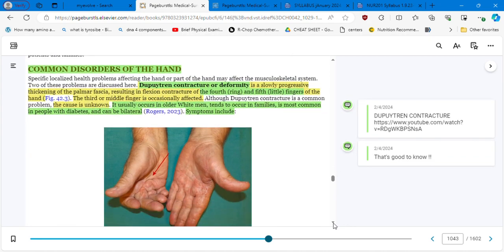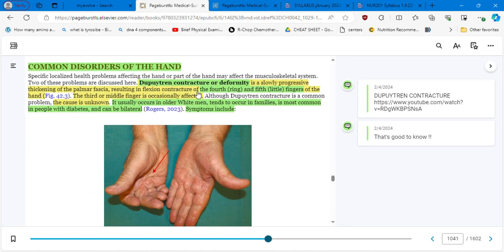Disorders of the hand, we have the Dupuytren contracture or deformity. It's a slowly progressive thickening of the palmar fascia, resulting in flexion contracture of the fourth ring and fifth little fingers. Remember that, that's good to know. Dupuytren is the fourth and fifth little finger of the hand. The third or middle finger is occasionally affected. By definition, Dupuytren is affecting the fourth and fifth little finger, and the cause is unknown.